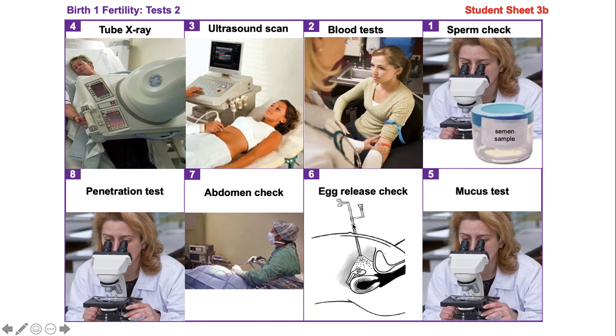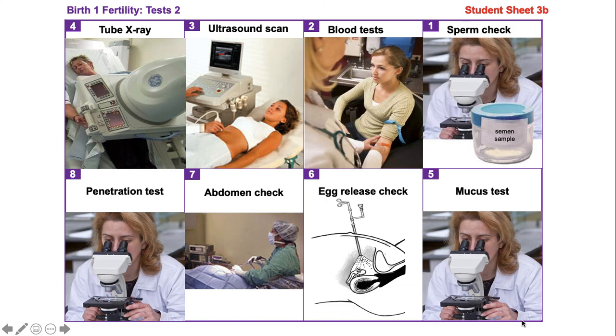Egg release check. So again, they can insert a little camera and look to make sure that the eggs are being released by the ovaries in the right way. And finally, a mucus test. They can test the mucus of the cervix, which is here, to make sure that there's nothing wrong with it and it will allow the sperm to get through.